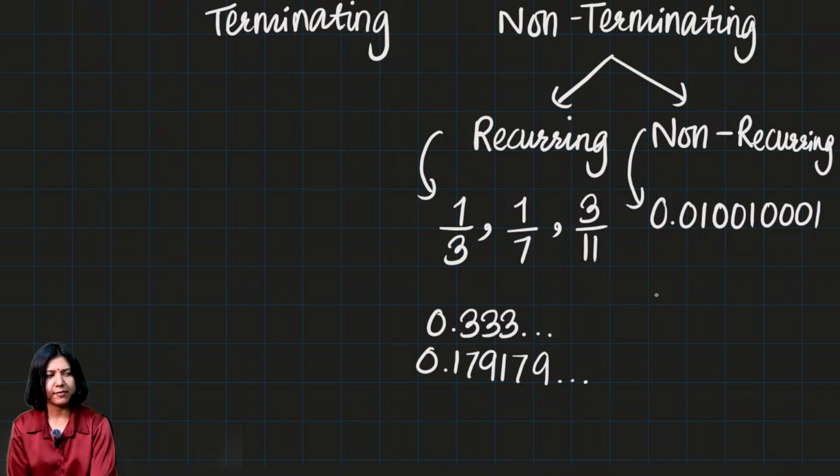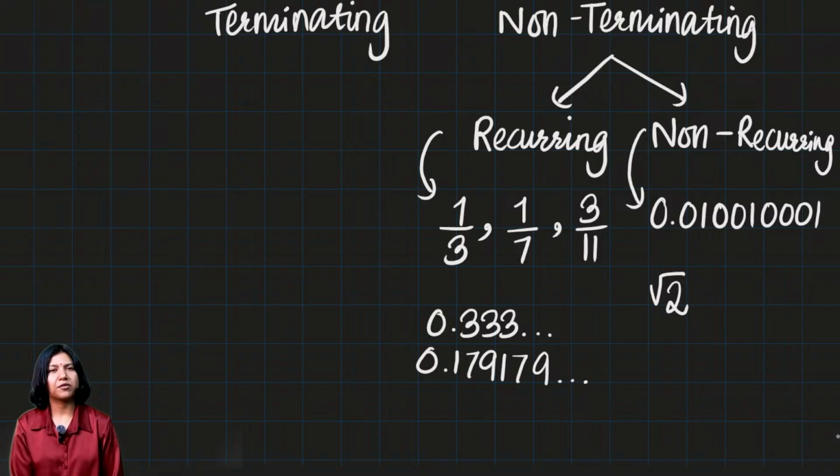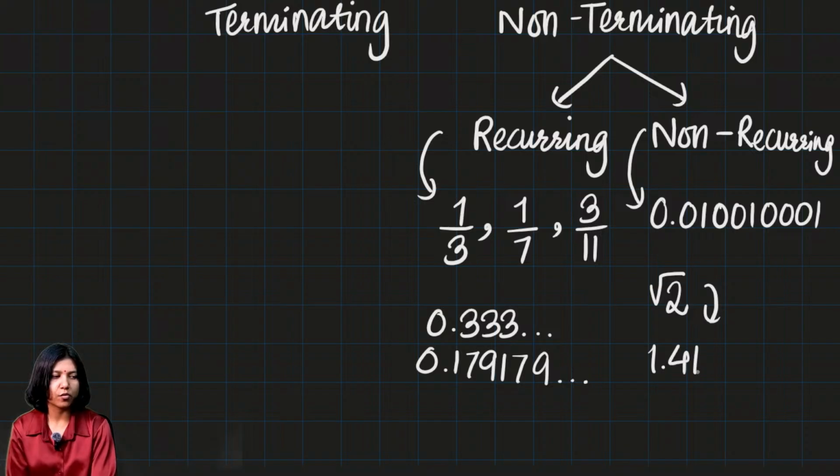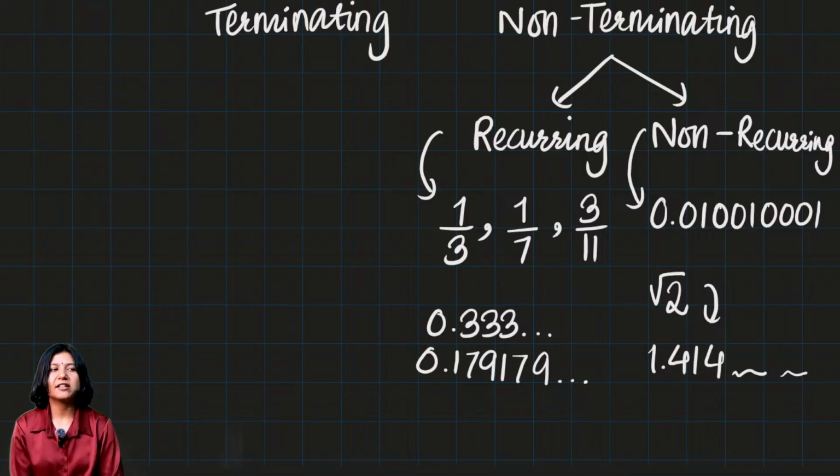Similarly, if you think about finding the number that multiplies with itself to give you 2, which is called square root 2, that is the number which multiplies with itself to give you 2. There is no such perfect number. So the expansion of this will keep on going. It will be 1.414 and it just goes on and on. So what kind of expansion is this? It is non-terminating and non-recurring.